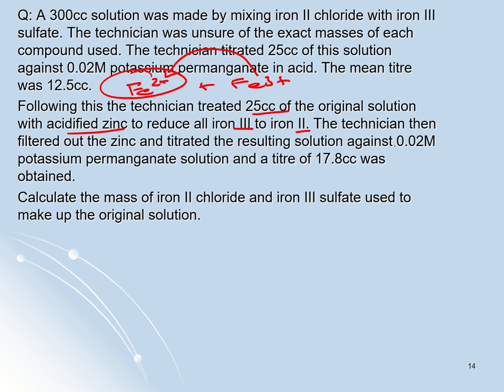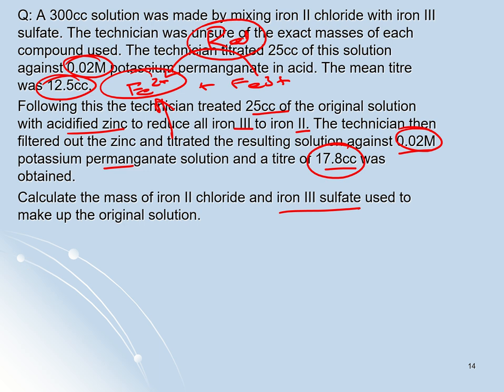So if we look at it, this time it took 0.02 molar potassium permanganate, 17.8 cubic centimetres was needed. So there's an increase in the titration value from there to there. The concentration of the permanganate is exactly the same, and the reason for the increase is because we're now titrating the number of iron 2 ions that were in the original solution plus the iron 2 ions that have been made by the reduction of the iron 3 back to the iron 2. So we've got to use this to work out how much iron 3 sulfate was in.